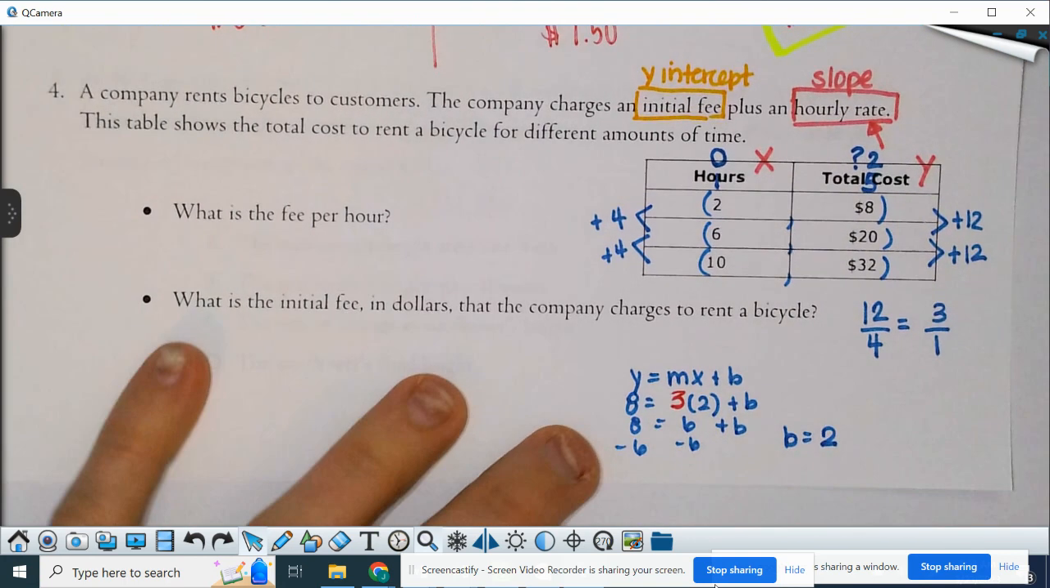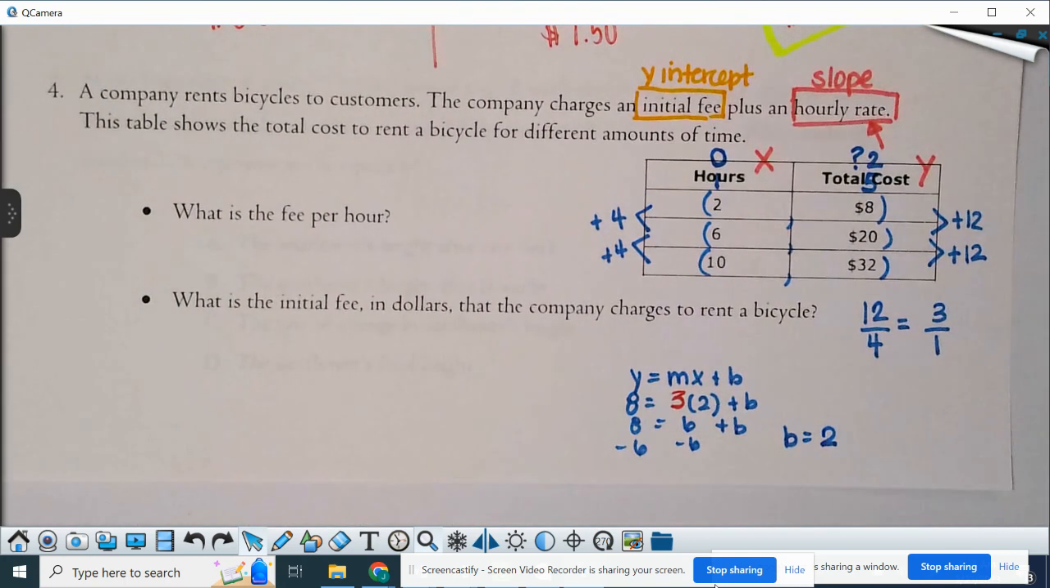That is the way we did it last week when you didn't have word problems. You just had coordinates and a slope, or just a list of coordinates in general. Then you solved for a slope. So again, your initial cost, or your y-intercept, is going to be 2. So what is the fee per hour? Because this is a word problem. What is the fee per hour?